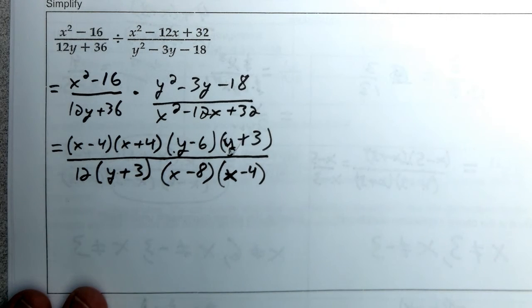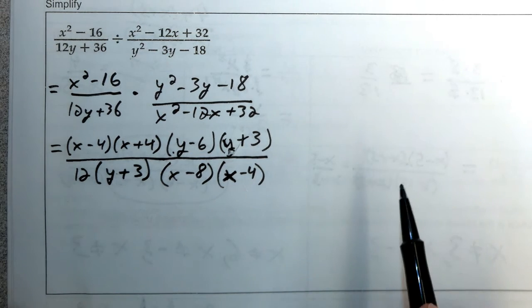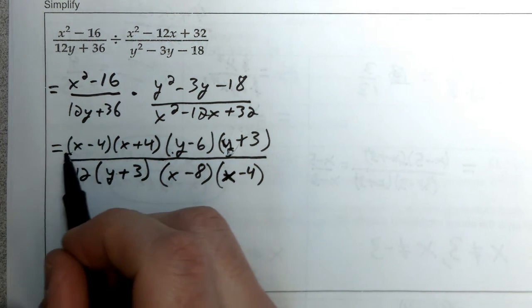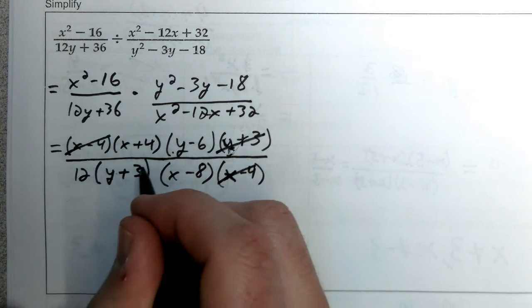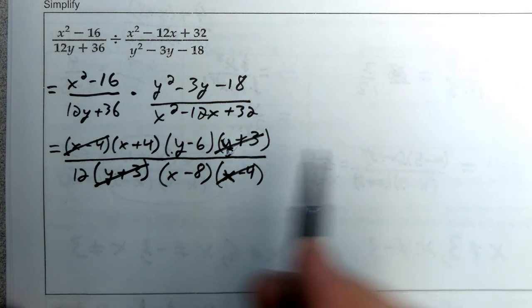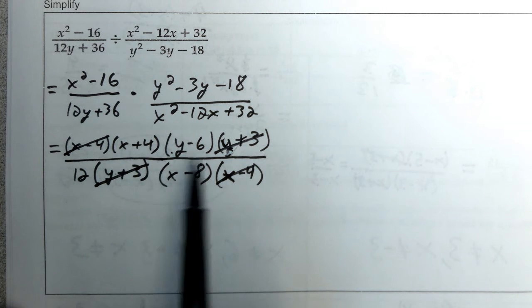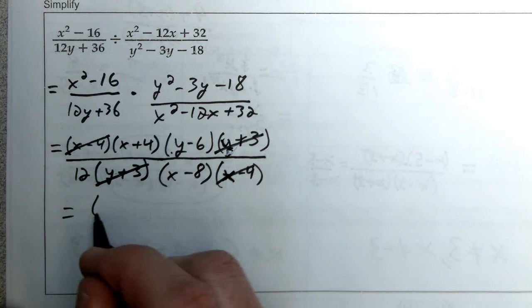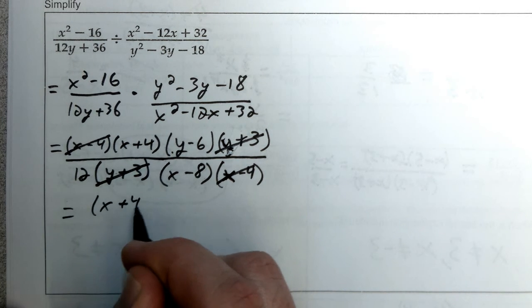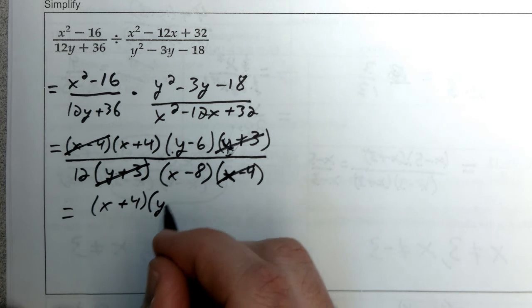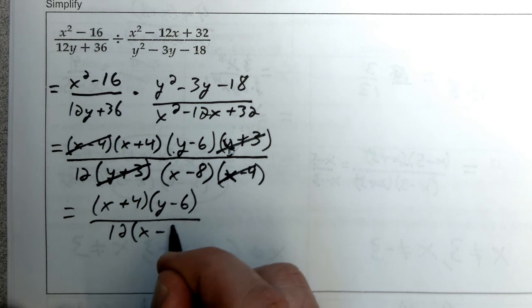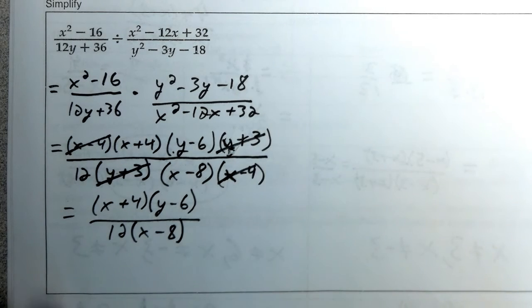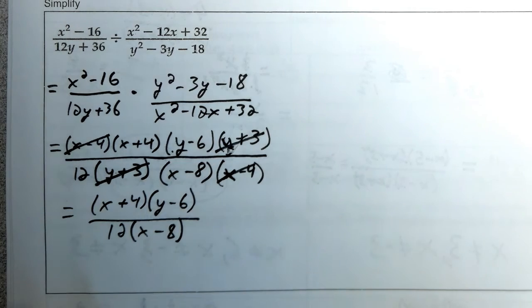All right, and now we're going to go through and see what simplifies. So I have an x minus 4 over an x minus 4. I have a y plus 3 over a y plus 3. That simplifies to 1 over 1. And I think that's it. I got the 12 and the x minus 8 on the bottom, x plus 4, and x minus 6 on top. And that's it for that one.